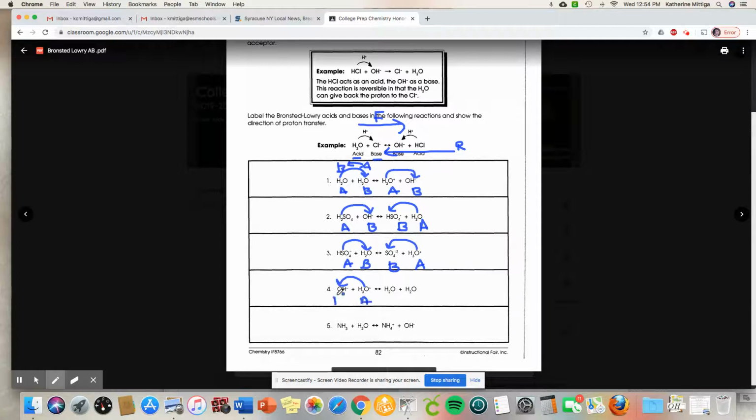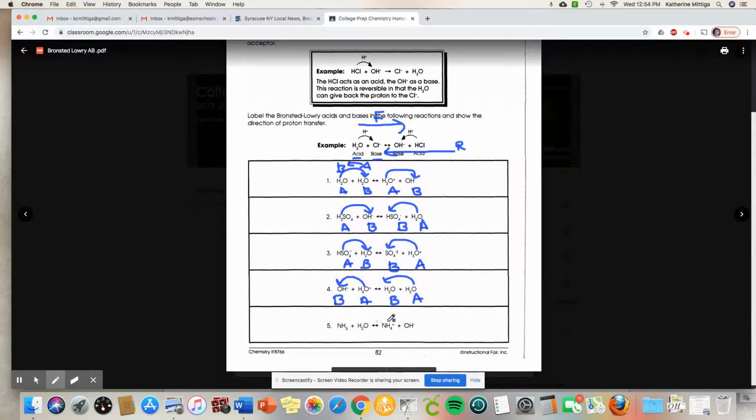Acid, base. Now, in the answer key, it might be different than me. It doesn't matter. I'm just going to say this. I'm just going to call this the acid and this is the base. And of course, the answer key has it different, but that's all right. There's the same reactant.